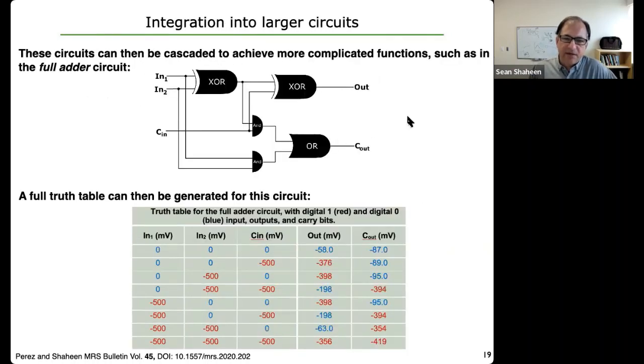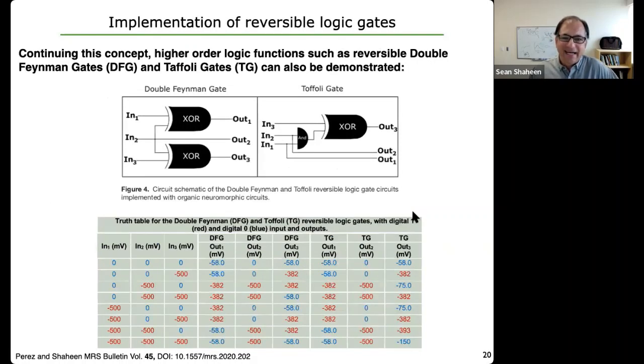This does scale, so you can do larger circuits. We made an adder circuit with multiple exclusive ORs and ANDs and ORs, and the truth table works out pretty well. It's not perfect, but red indicates a 1 and blue indicates a 0. And I'm sure it's a lot of fun to be looking at truth tables on a Wednesday morning here. You can have more gates.